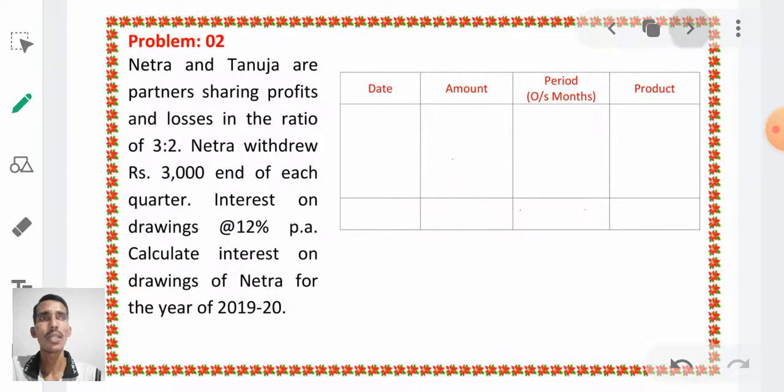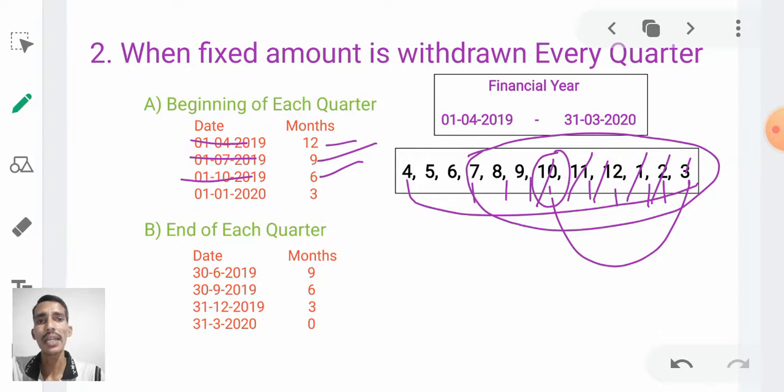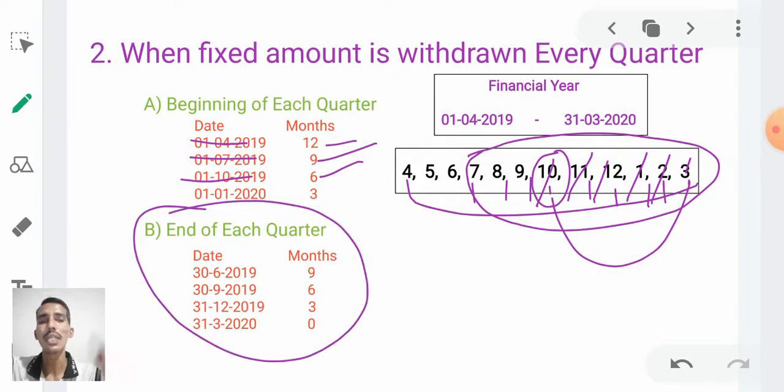Let us discuss another problem. Netra and Tanuja are partners, sharing profits and losses in the ratio of 3:2. Netra withdrew rupees 3,000 at the end of each quarter. We know that if in the problem it is given as end of each quarter, then we have to follow these dates and these months.